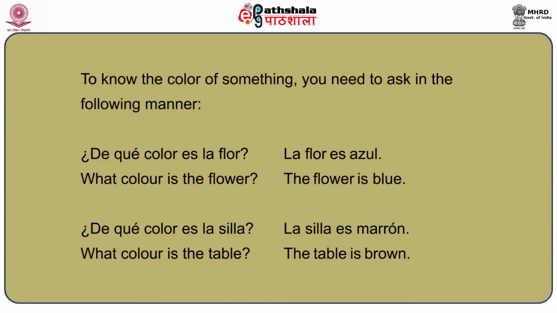Now to know the color of something, you need to ask in the following manner, that is, de qué color. So all the questions regarding asking the color of anything will start as de qué color es. So de qué color es la flor, meaning what's the color of the flower, or what color is the flower. Same with de qué color es la silla, what color is the chair, and the person can reply according to the color of the object.